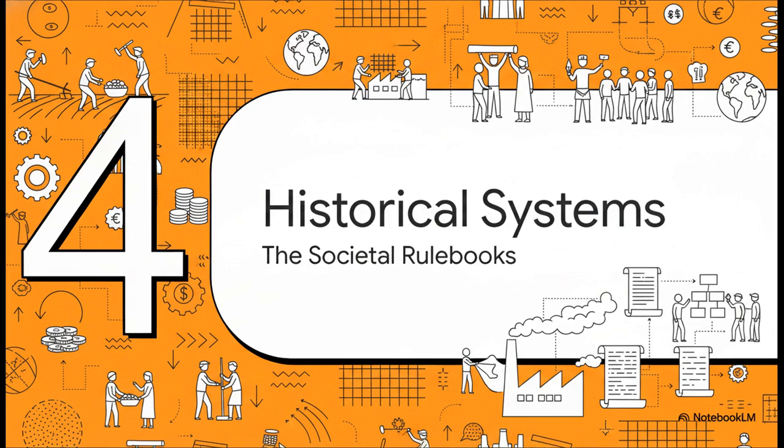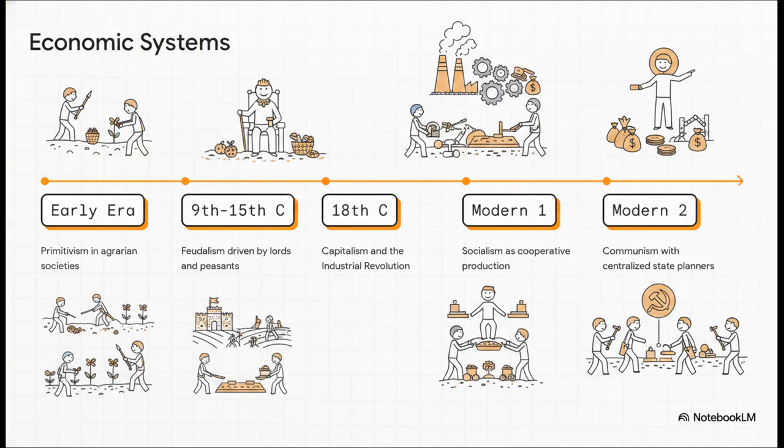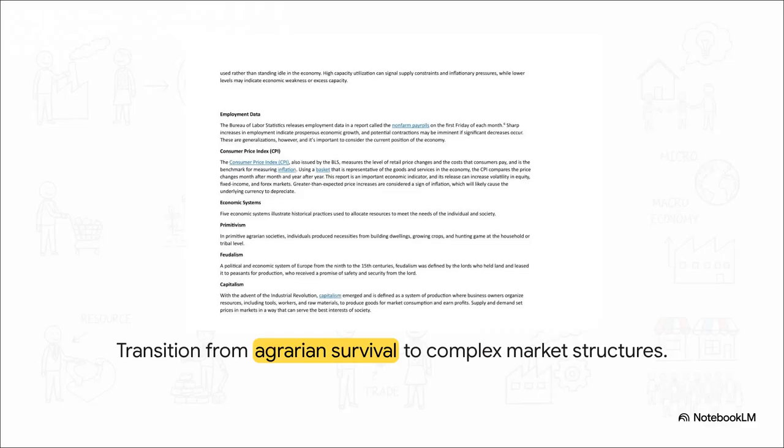Let's look at Section 4.5, Historical Economic Systems, the Societal Rulebooks. Looking back through history, we can trace a pretty clear evolution of 5 distinct systems used to allocate resources to meet people's needs. We move from primitivism to feudalism in the 9th to 15th centuries, into capitalism with the Industrial Revolution, and then into the modern era with the development of both socialism and communism. We started out with families producing their own basic necessities in primitive agrarian societies, building their own dwellings, growing crops, hunting, all at the household level.